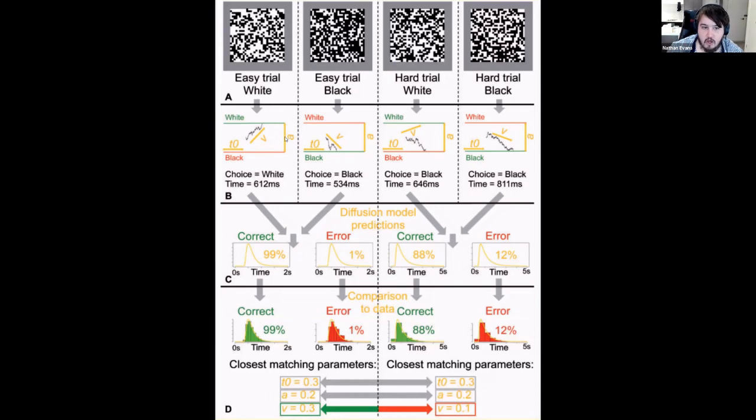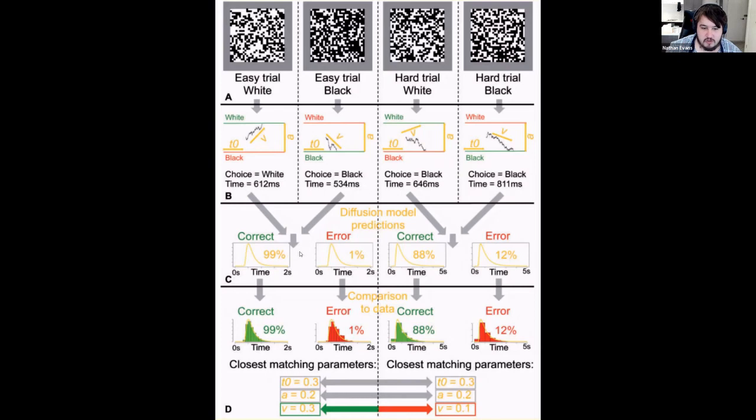So in panel B, you have the model noisily accumulating evidence over time for either white or black. In this case, white's correct, so it's in green. In this case, white isn't correct because it's black, so it's in red. And it will accumulate evidence over time and make a decision, right? And these become the predictions of the model.